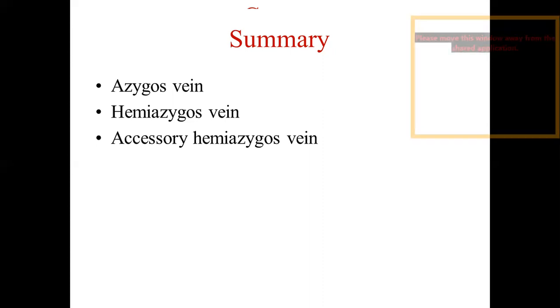A very important topic, a long question may come on this topic. So for the azygous system of veins, make a note and write down the answer for this.